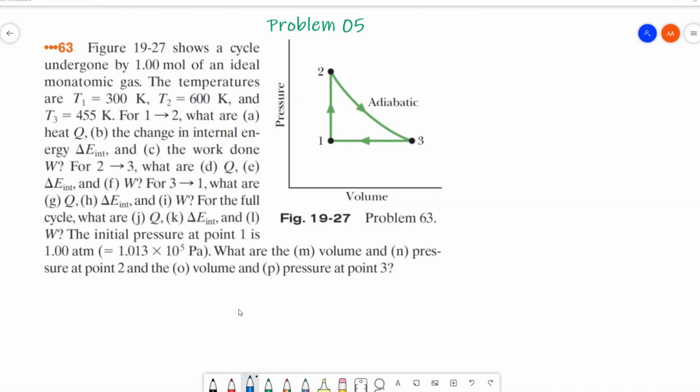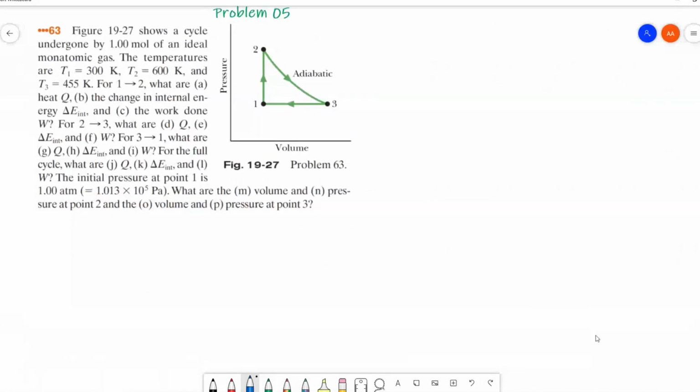Great. So there are some relations that you need to keep in mind. First of all, we have delta E equal to N CV delta T. When can we use this relation? It's very important to know when you can use a relation. This one you can use all the time. It's a state function, it depends only on the change of temperature, delta T.